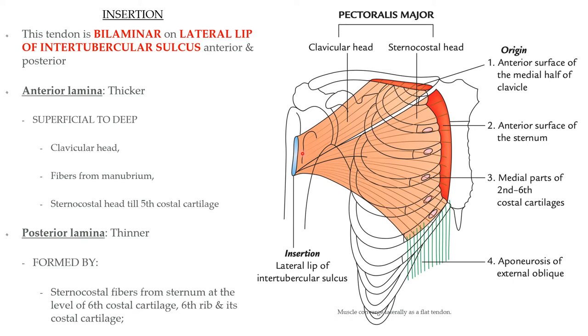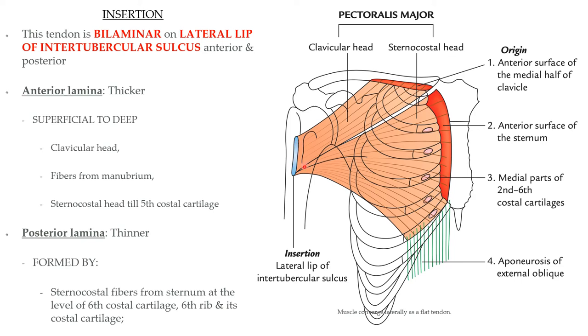Now, let us talk about the individual lamina. Anterior lamina, which is thicker and superficially placed, is made up of fibers from clavicular head and sternal head till fifth costal cartilage. In the anterior lamina itself, the fibers are arranged from superficial to deep. We have superficial most, the clavicular head, then followed by the fibers coming from the manubrium sterni, followed by the fibers coming from the body of the sternum till fifth costal cartilage. So, the anterior lamina is superficial.